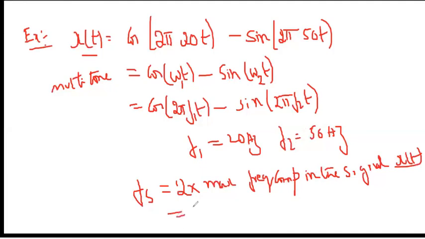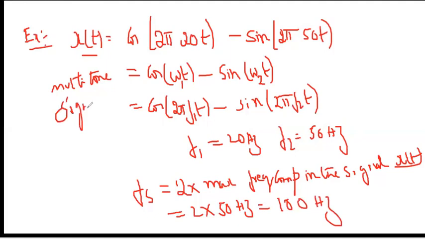F2 is the maximum, so you can take 2 into 50 hertz, which is equal to 100 hertz. For this multi-tone signal, a combination of cosine and sine functions, my dear students, the single tones are F1 equal to 20 hertz and F2 equal to 50 hertz. But here it is a combination of the two signals, so take the maximum frequency component in that signal.